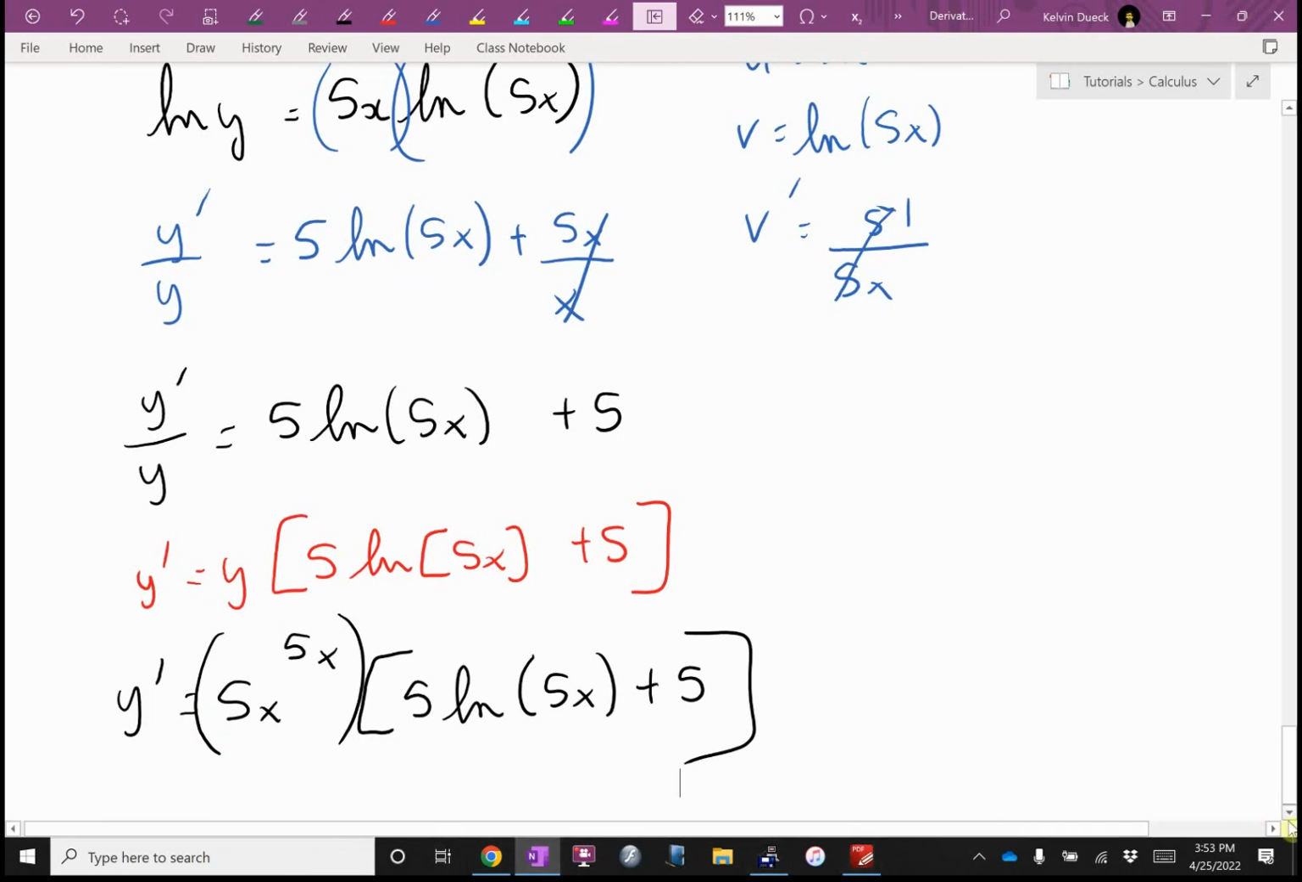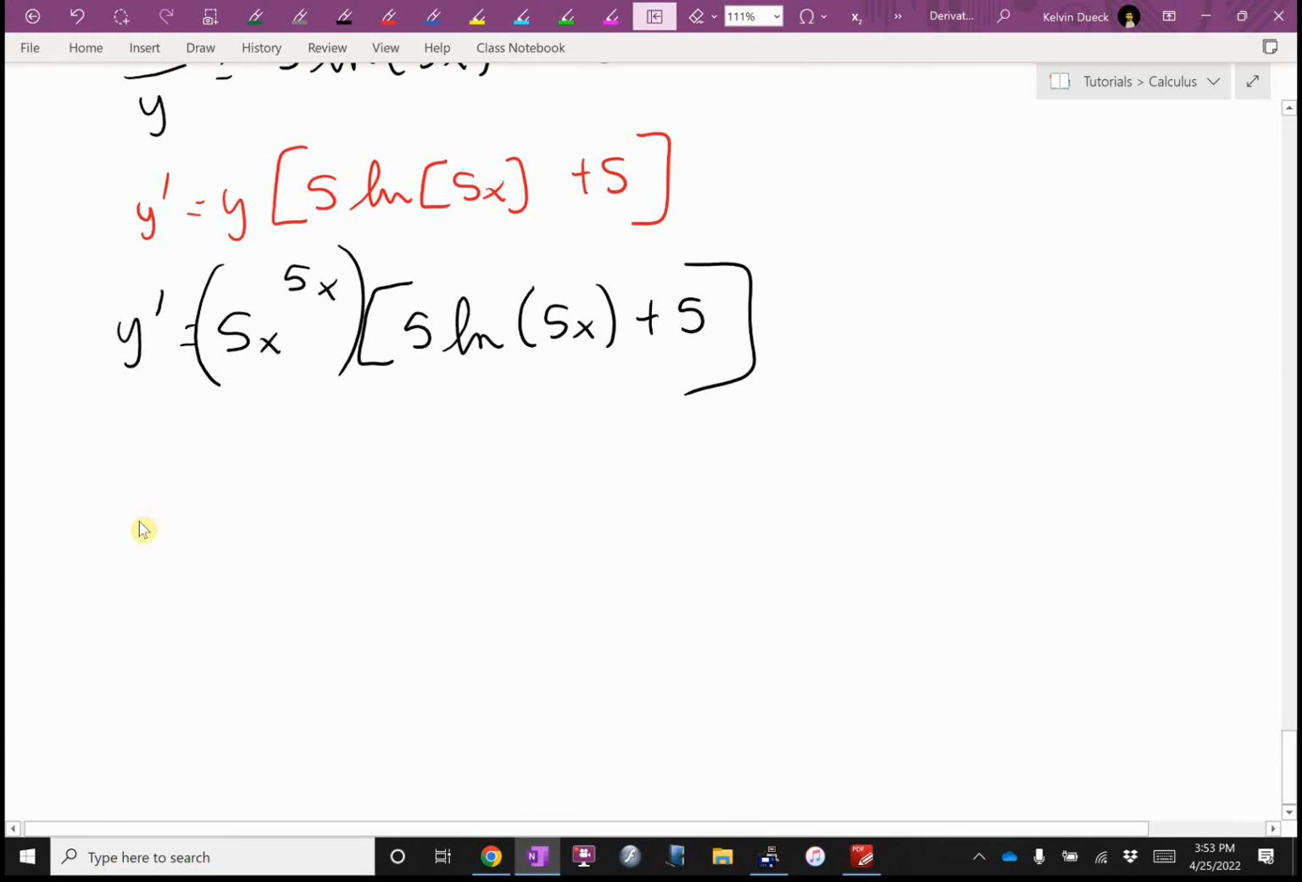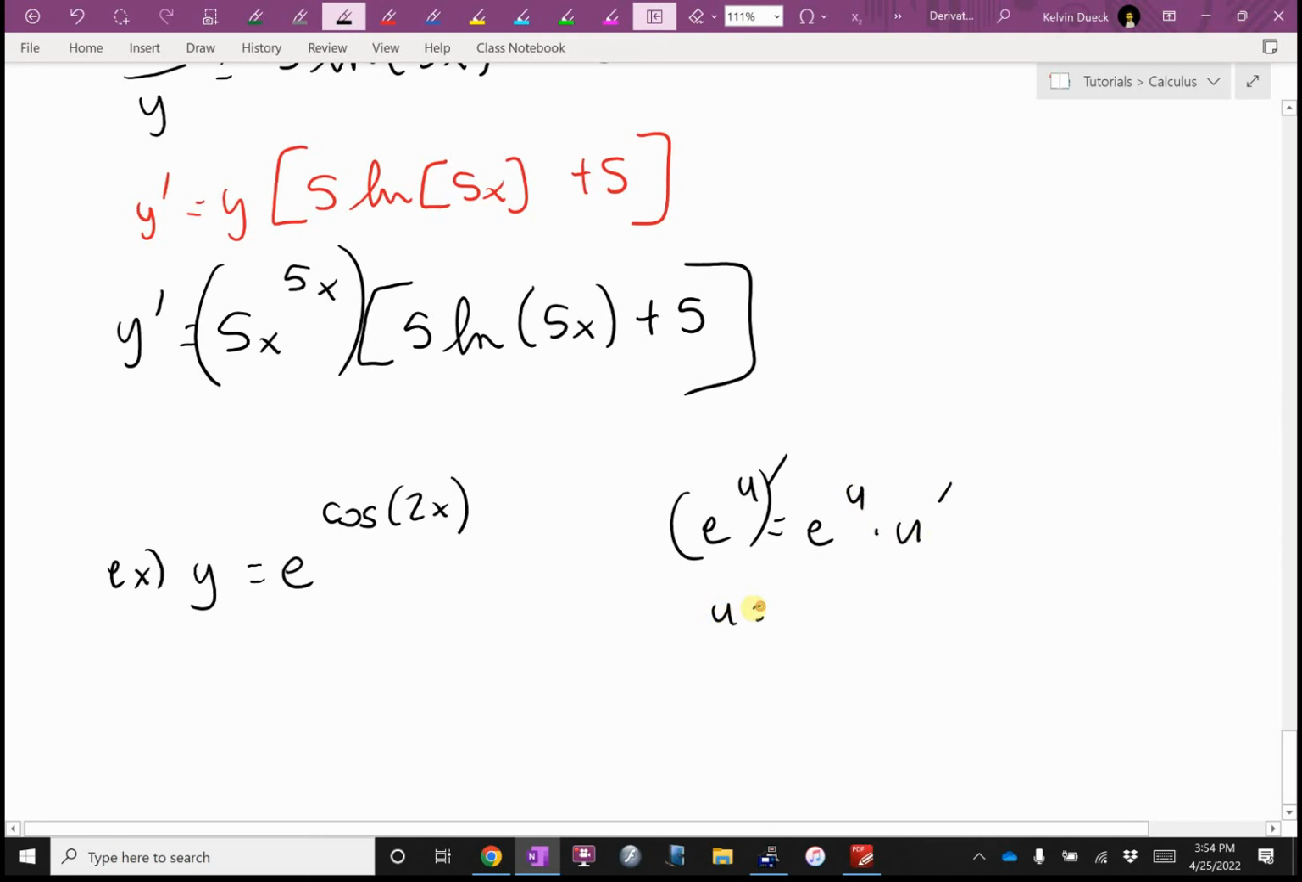Just again, some more weird derivatives. If y equals, I don't know, e to the cos 2x. What's the derivative of e to the x? E to the x. What's the derivative of e to the u? I think it's e to the u times the derivative of u. It's a chain rule. Okay, so this is e to the u. E to the u prime equals e to the u times u prime. What's u? I guess cos 2x.